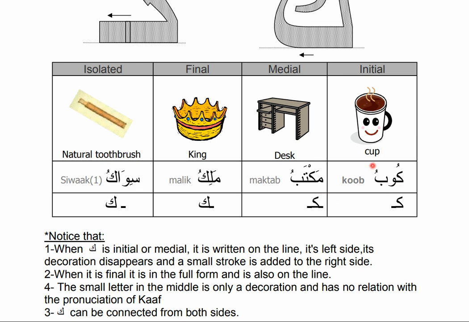Ku means cup. Maktab means table. Maktab also means office. Malik is the king. Siwak is the natural twig of a tree that is used for cleaning the teeth.